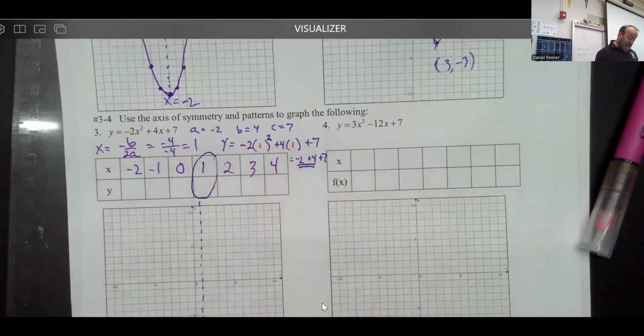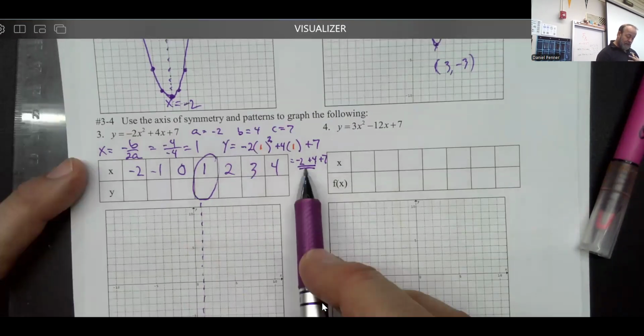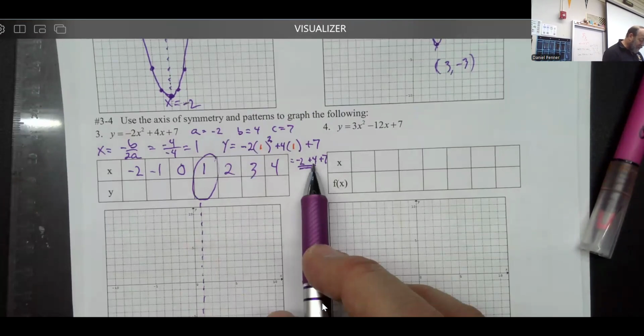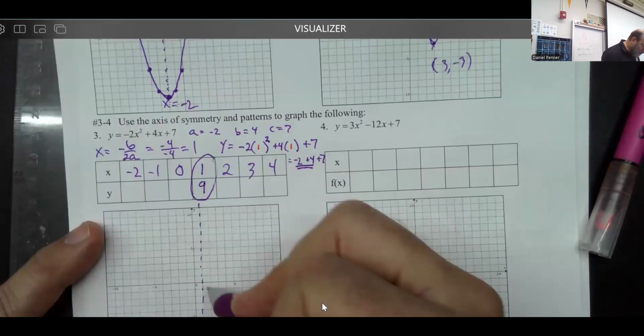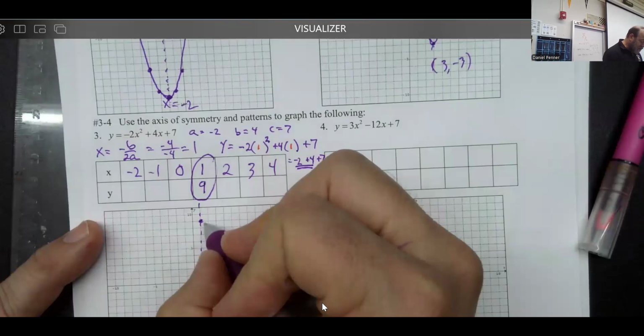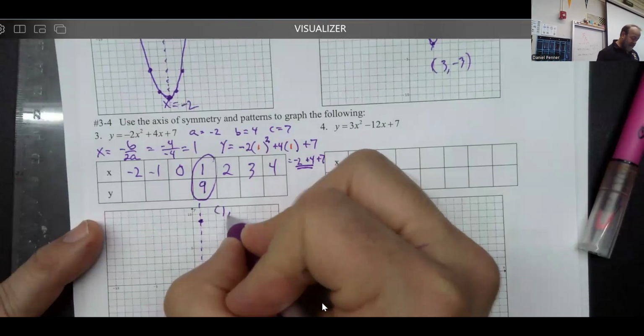Now, putting it all together, I took a negative 2 and a positive 4, which gives me positive 2, plus 7 more makes 9. Okay. That is going to be my vertex. So here is my vertex. This is at (1, 9).